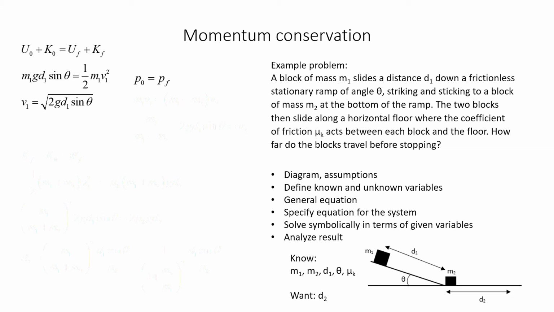Now I'll do a conservation of momentum approach for the time when the blocks are sticking together. P0 equals P final. The initial momentum is m1 v1. The final momentum would be (m1 plus m2) multiplying v2. I'll let that v2 be the initial velocity of the blocks as they're starting to slide. Now I solve this expression for v2. I've substituted in my expression for v1, root 2g d1 sine theta, and divided through by m1 plus m2 to get the final value for v2.